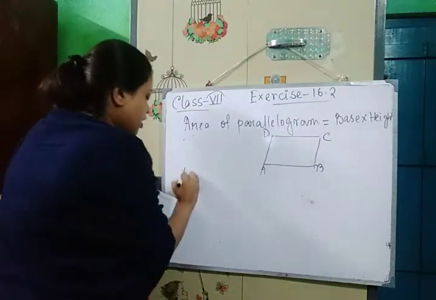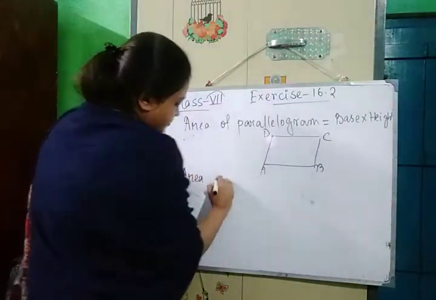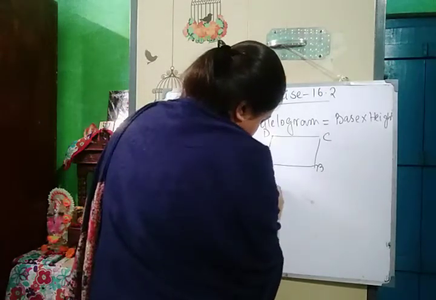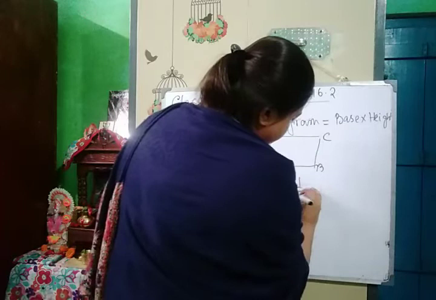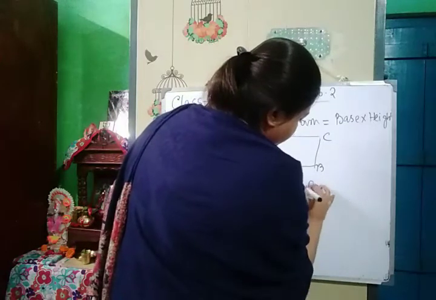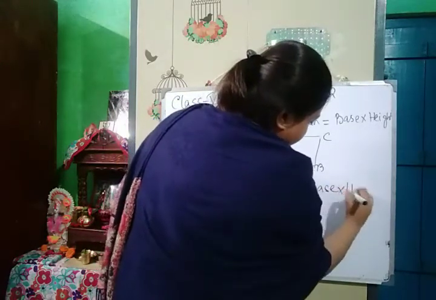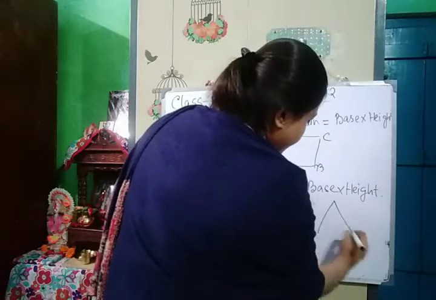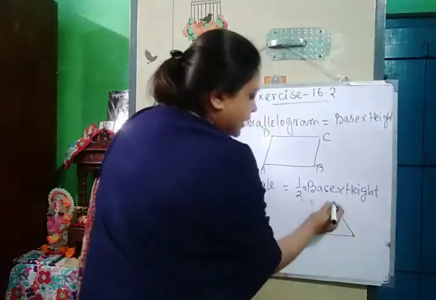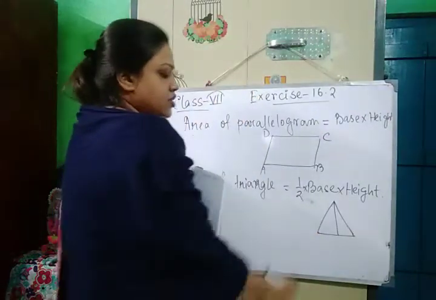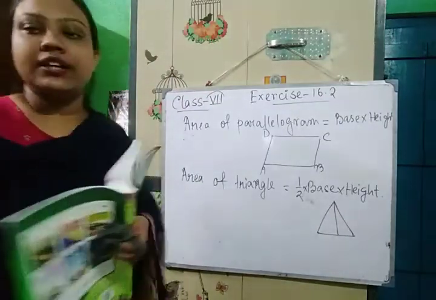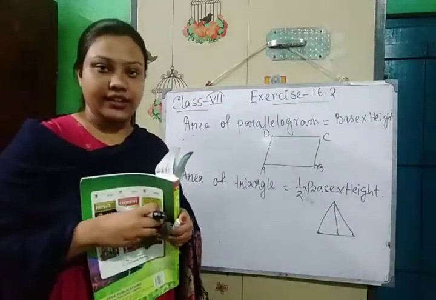And what is the area of triangle? The area of triangle is just half into the area of a parallelogram. That means half into base into height. Suppose this is the triangle and this is the height of the triangle. So half into base into height. That is the formula to find out the area of the triangle.